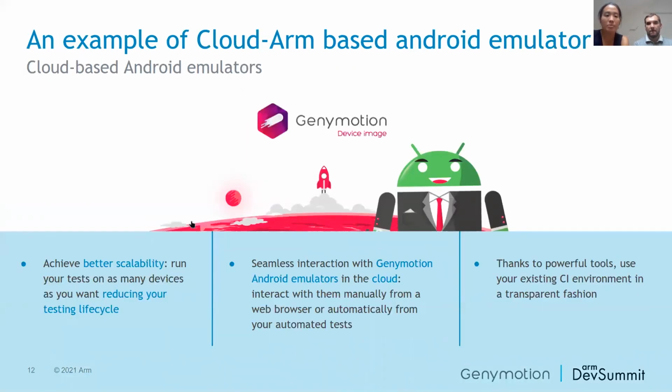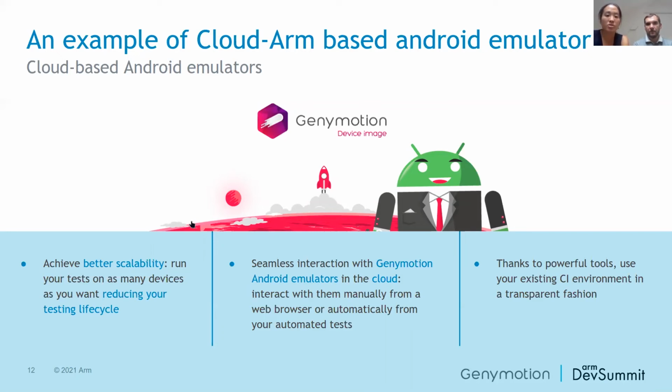I was talking about emulators, and Genymotion device image is one example of cloud ARM-based Android emulator. You can interact with a device manually from a web browser for exploratory testing, for example, or automatically when a CI job triggers the start of the devices and runs the test on it. And as it is on the cloud, the number of devices can be easily scaled up and down to achieve better scalability and reduce your testing time. And Thomas will talk more about how to scale tests later in the presentation.